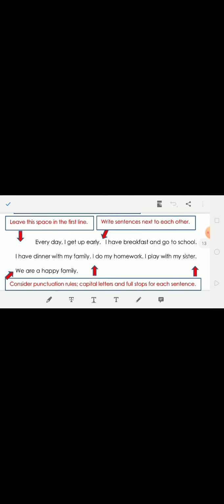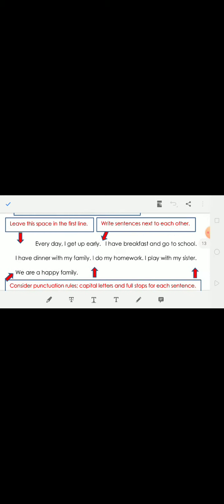Rule number 3, start each sentence with a capital letter. As you see here, capital E in the beginning of the sentence, capital I, and so on. And finally, don't forget to put a full stop at the end of each sentence. As you see here, a full stop at the end of each one. If you follow these rules, you're gonna write a perfect paragraph like this one.